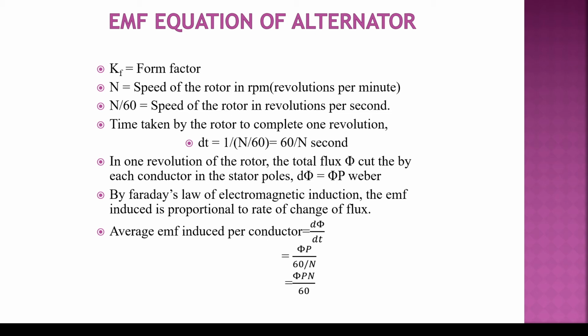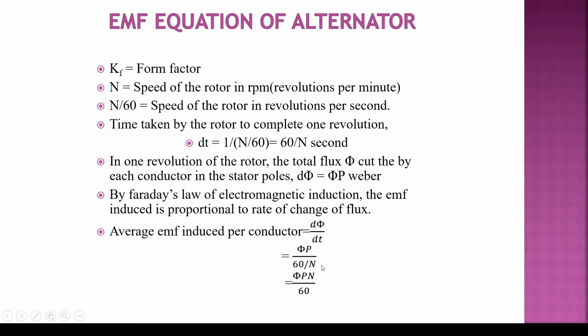So according to Faraday's law of electromagnetic induction, EMF will be proportional to the rate of change of flux. So average EMF induced per conductor is dφ/dt. dφ is equal to 5p, and dt is 60/n. So 5p by 60/n is my average EMF induced per conductor.